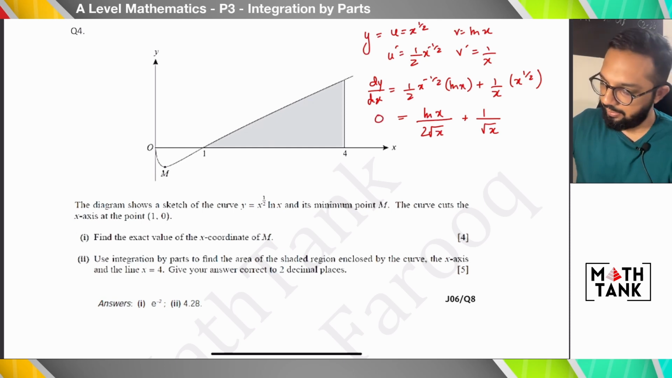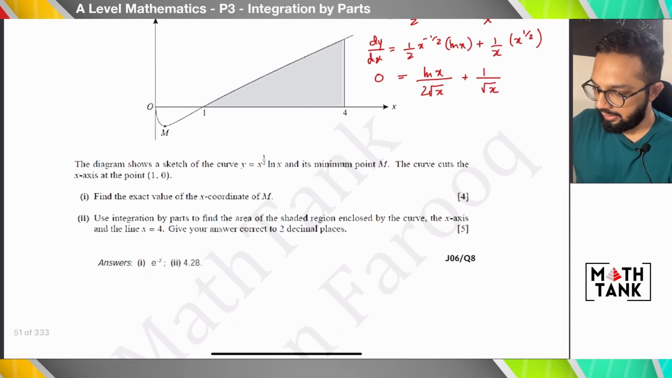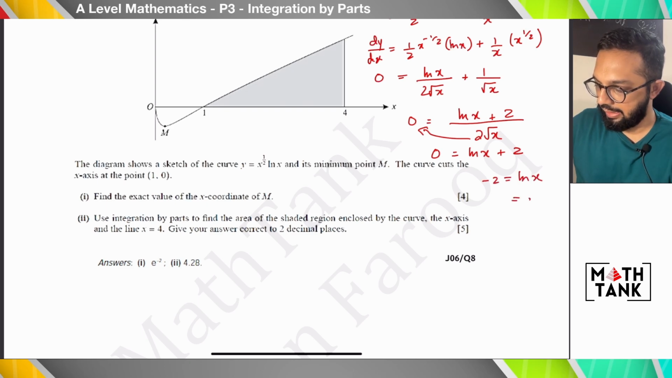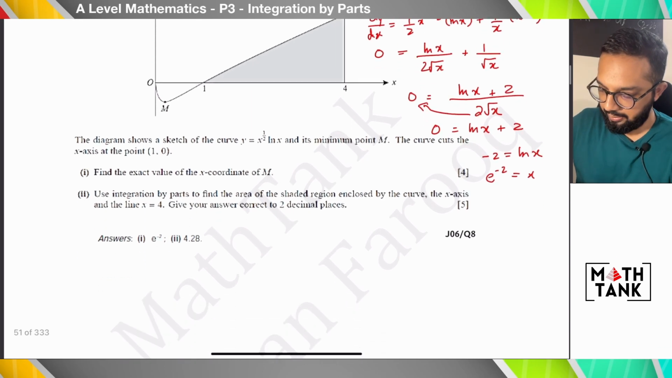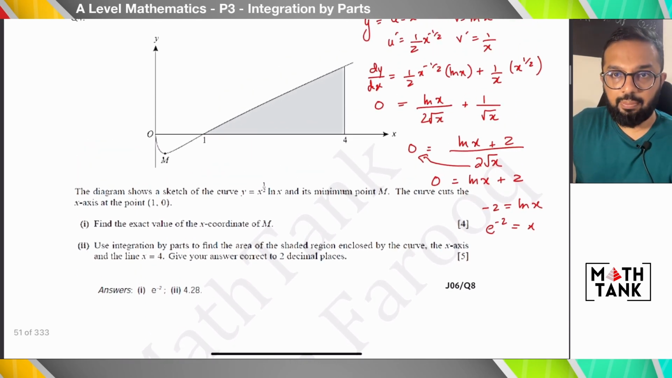Then I need to equate this to 0. So I get minus 1 over root x equals ln x over 2 root x. Or I can just take an LCM. That's easier that way. So I have 2 root x as the LCM. I have ln x plus 2, and this gets cross multiplied and equated to 0. And I get minus 2 equals ln x. x is therefore e power minus 2. So that's the exact value of the x-coordinate of M.